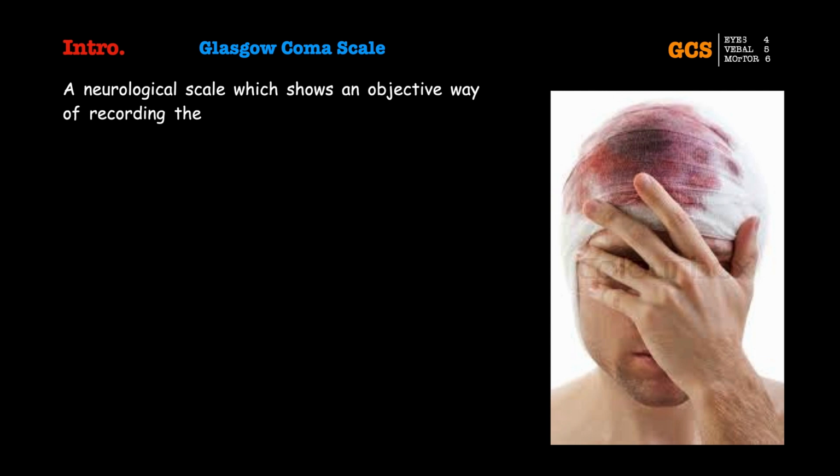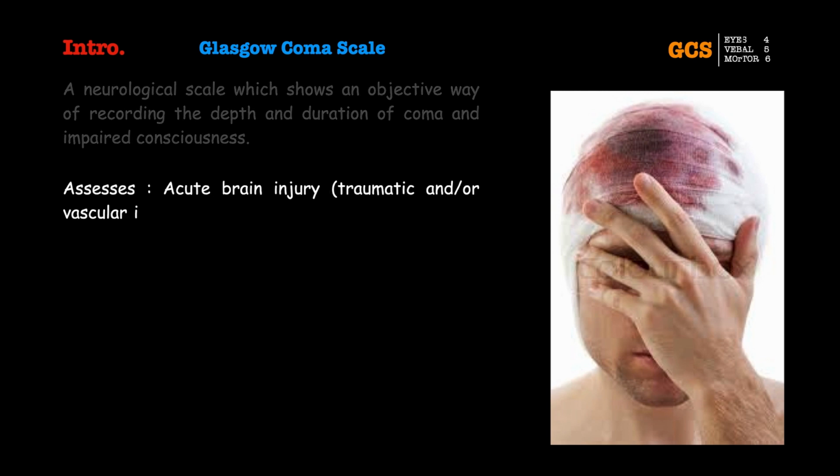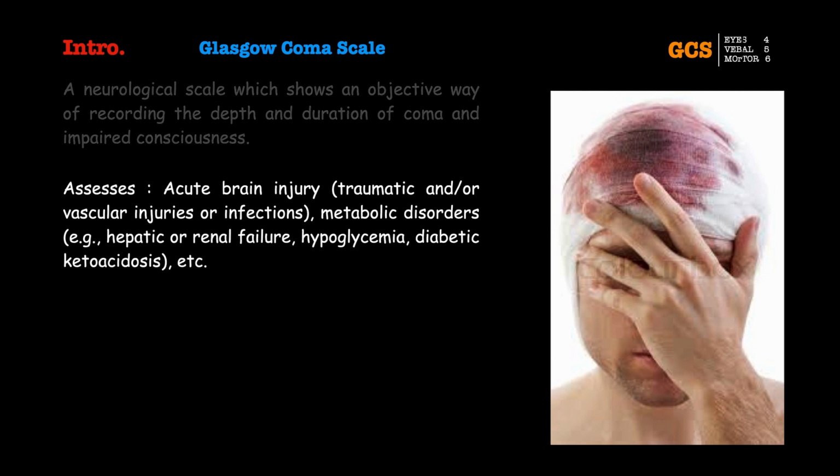It is a neurological scale which shows an objective way of recording the depth and duration of coma and impaired consciousness in a patient. This scale helps us to assess the impact of a wide variety of conditions such as acute brain injury due to traumatic as well as vascular injuries, or even infections, sometimes metabolic disorders such as hepatic or renal failures, or even hypoglycemia and diabetic ketoacidosis.